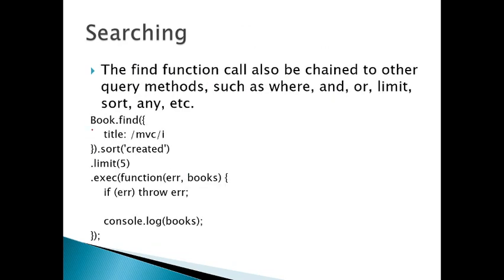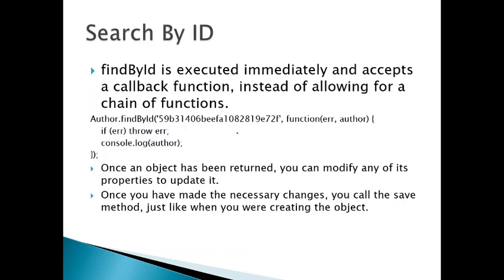Same Book.find, we're passing the case-insensitive query, then .sort. So we are sorting on the field of created, and then we can pass the limit, and then we can execute the result and get the result back. The find function can be chained into .sort, .limit, .exec, and etc. So these are the chaining of these functions.